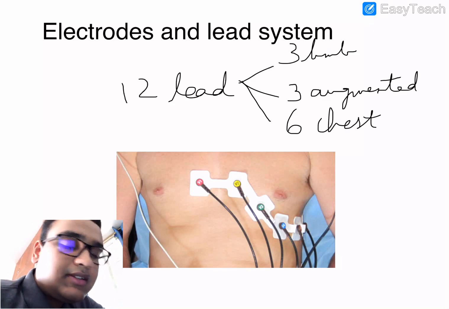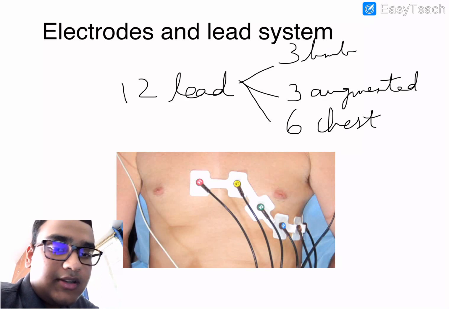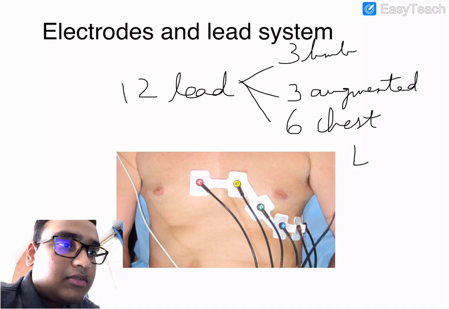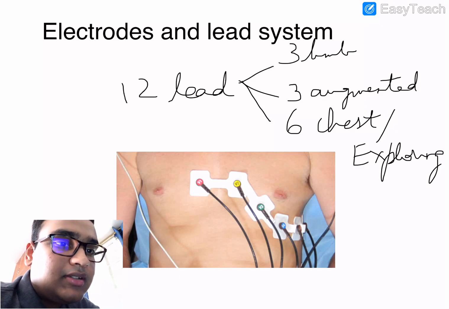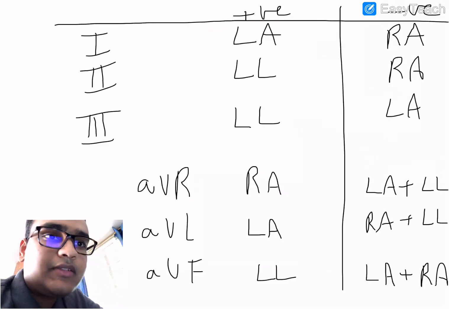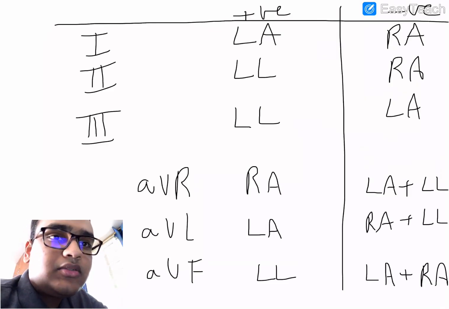So these six chest leads are also called the precordial leads. Because the precordium is the region of the chest which is anterior to the heart, since these leads are placed over that area, they're called precordial leads, or they are also known as exploring leads. So now we'll talk about each lead. These are the three main limb leads.